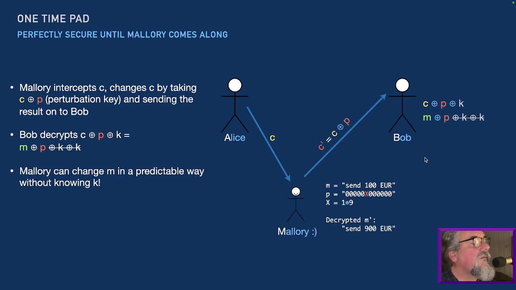So Mallory could change the decrypted message in a predictable way without knowing the key K. She only had to know one letter at one position, and then she can change it to whatever she wants without knowing the key K. All right. So this is a pretty serious attack, and that is why we need integrity.